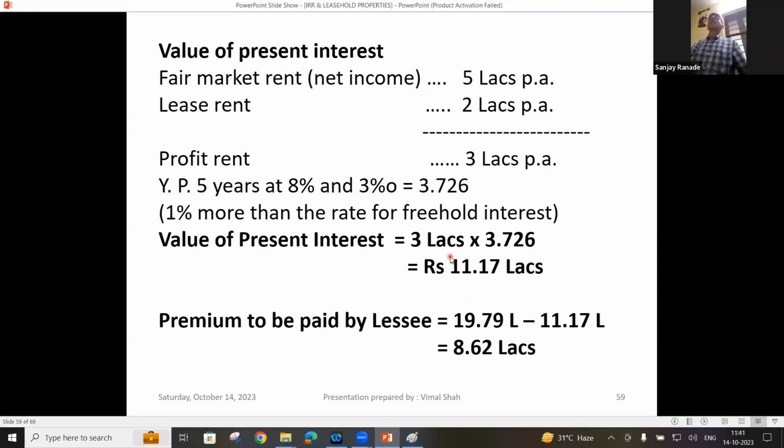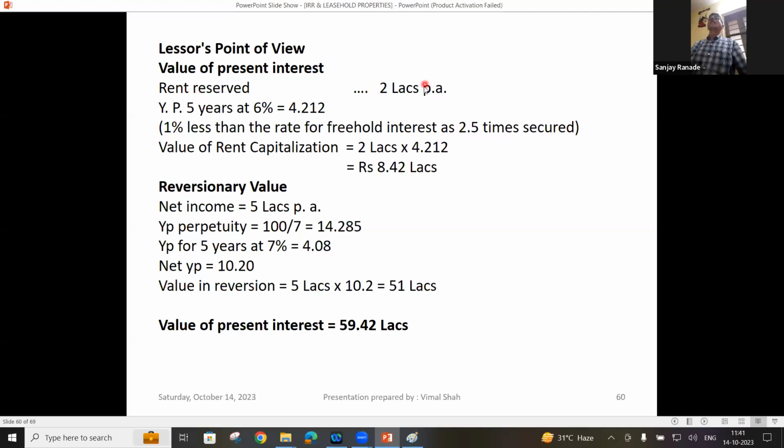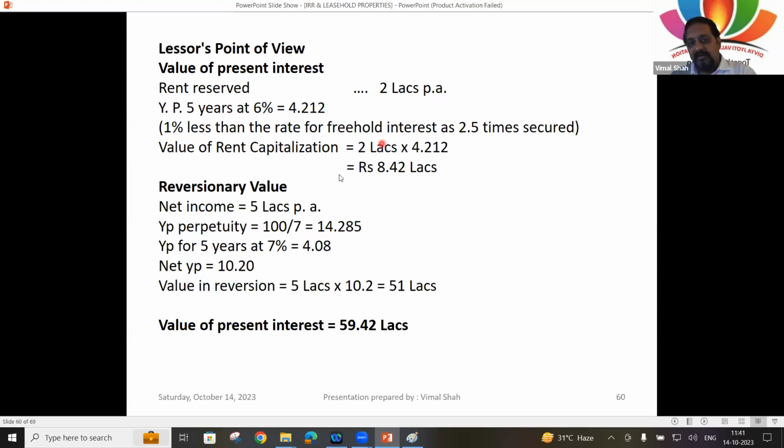Now if I see lessor's point of view, rent reserved is only 2 lakh per annum. Now he can take this rent for 5 years, right? So if I calculate that rent capitalized value for 5 years, I am getting 8.42 lakhs. Now after 5 years, he is getting back the property. So there will be reversionary value. So net income can be 5 lakh per annum. You can capitalize it in perpetuity, right? So value in reversion, it is coming 51 lakhs.